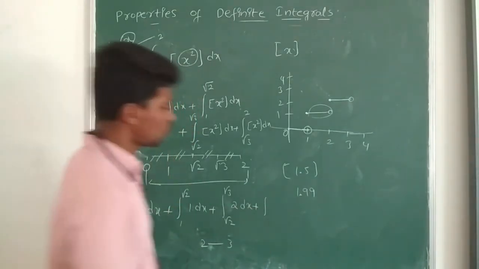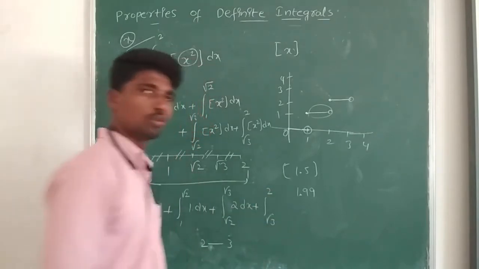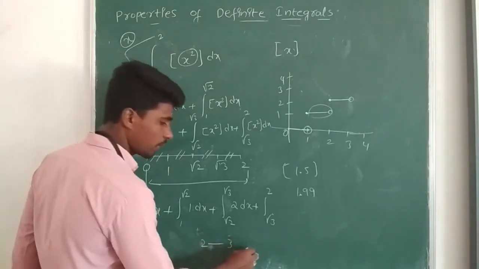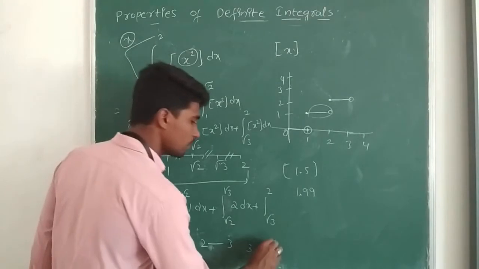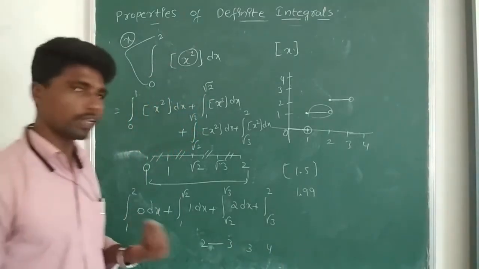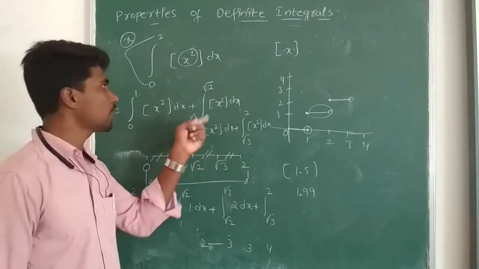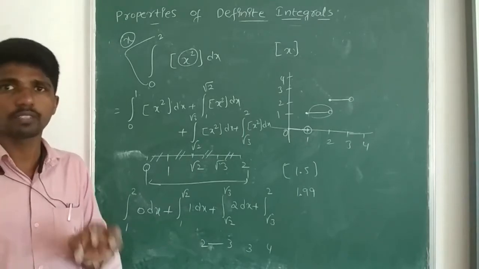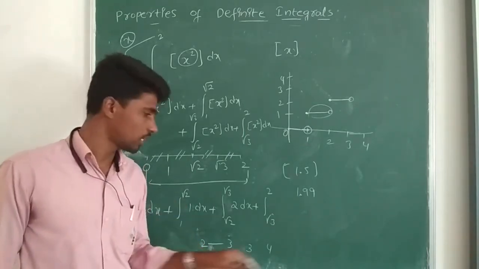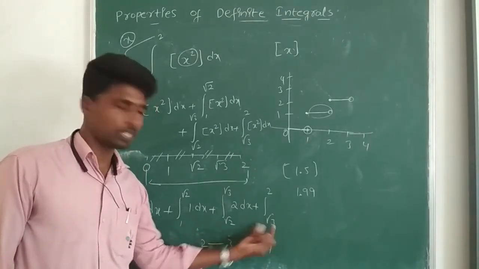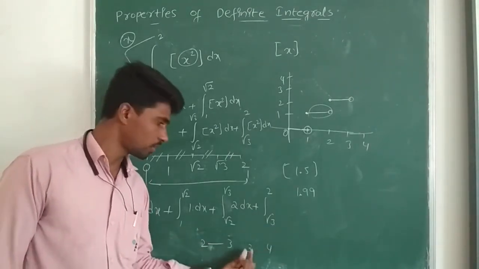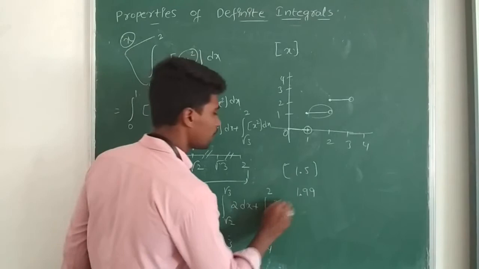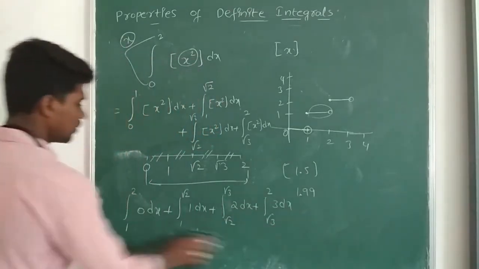root 3 to 2. So in between root 3 to 2, how does it behave? Root 3 square is 3, 2 square is 4. So between 3 and 4. Why am I checking the square? The actual function is x square, and the limits are root 3 and 2. We have to check the behavior of x square. So root 3 substituted gives 3 to 4, right? So between 3 and 4 it behaves as 3. So I get 3 dx. That's all. This is our answer.